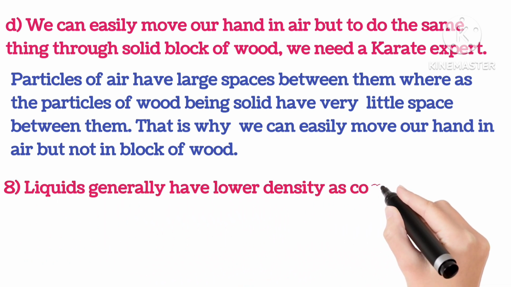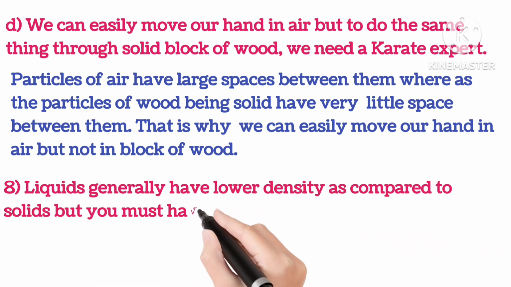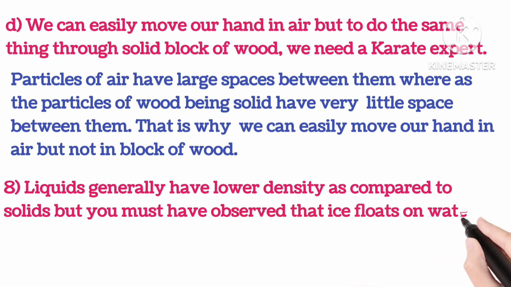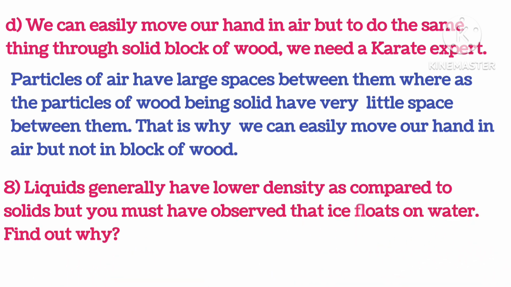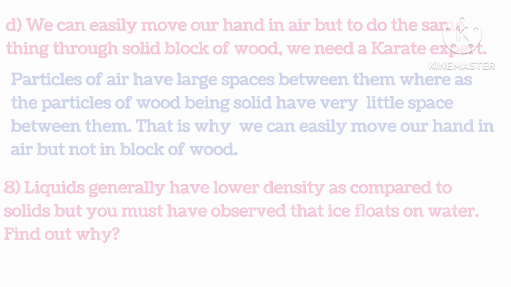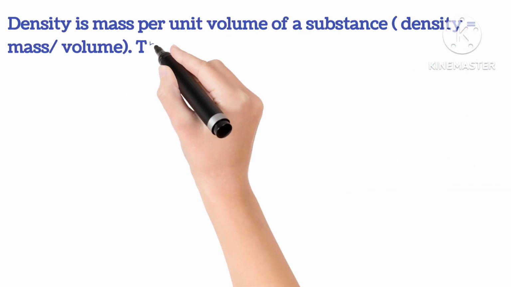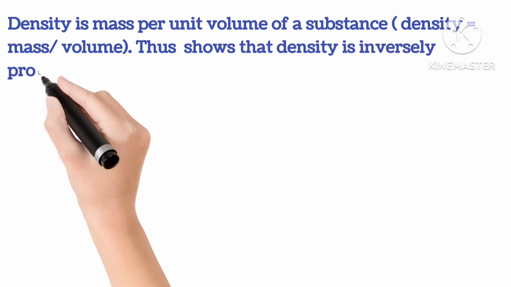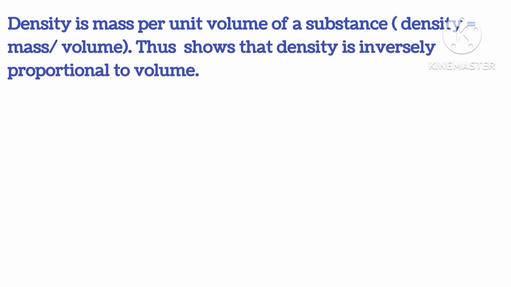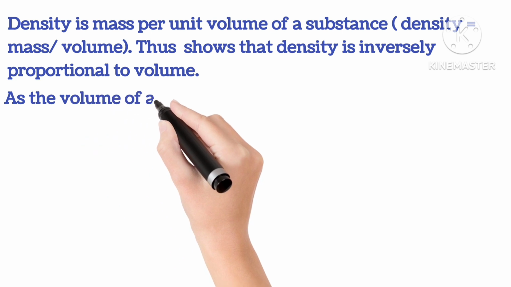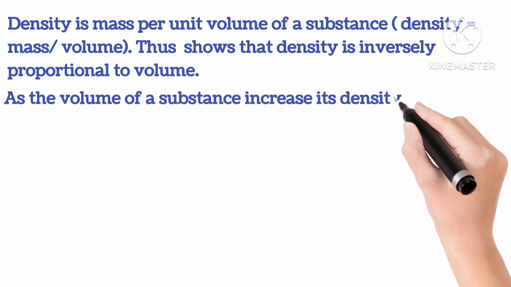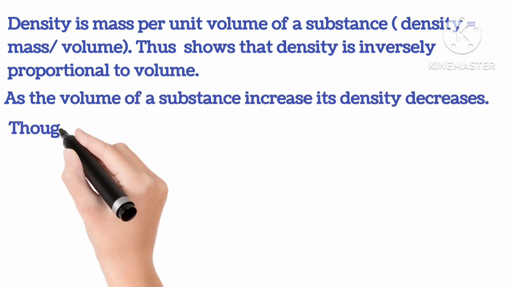Liquids generally have lower density as compared to solids, but you must have observed that ice floats on water. Find out why. Density is mass per unit volume of a substance. Thus, this shows that density is inversely proportional to volume. As the volume of the substance increases, its density decreases.